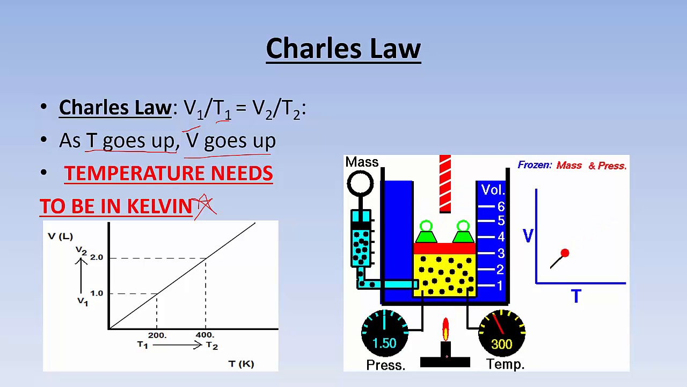So here's a little illustration. Here we got a Bunsen burner heating up some gas, and as it gets hotter, the volume goes up. So graphically, you can see it over here. Or over here, you can see the relationship. If I were to double the temperature, what happens to the volume? It also doubles.